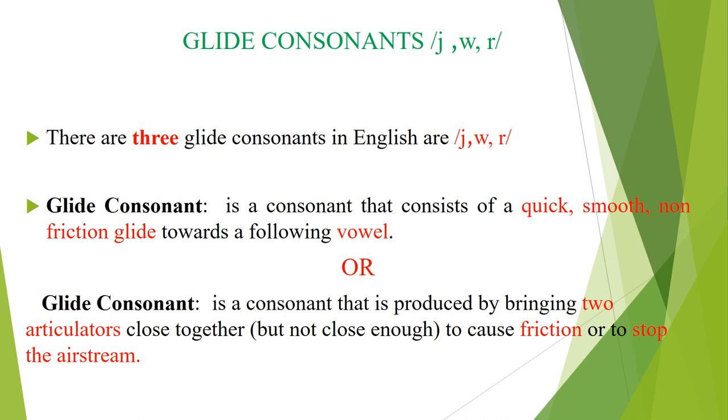Now, what is a glide consonant? A glide consonant is a consonant that consists of a quick, smooth, non-friction glide towards the following vowel. All of these consonants, ye, wa, and ra, are always followed by a vowel. There is another definition for glide consonants, which is a consonant that is produced by bringing two articulators close together, but not close enough to cause friction or to stop the airstream.